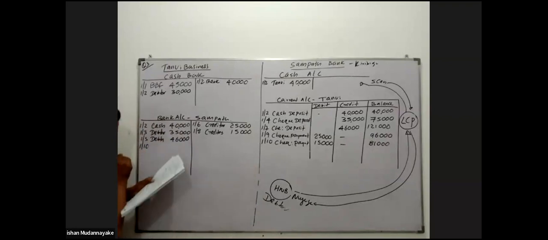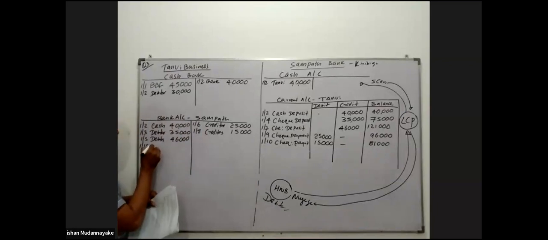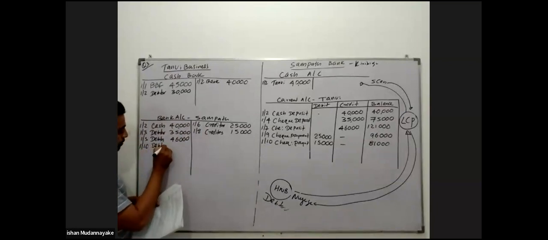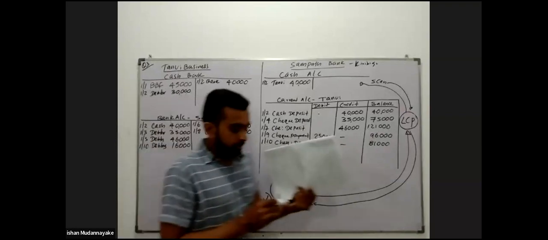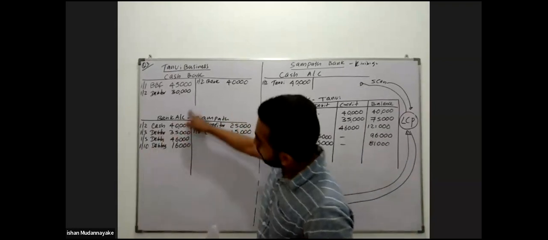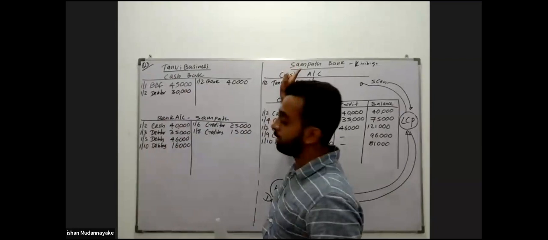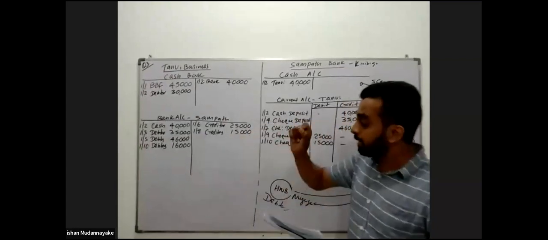Then write down here: received a check from debtor. Then debtors, 16,000. After recording this check in the bank account, bank account debit, debtor account credit. After passing this double entry, Tani deposited this check in the Sampath Bank.